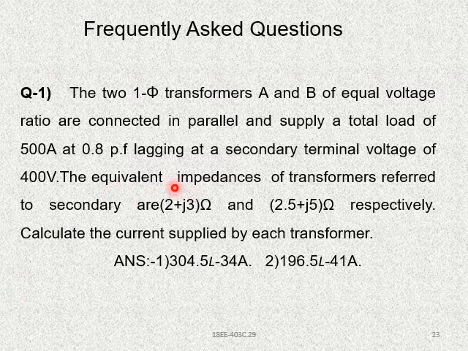So you have the equivalent impedances of the transformers referred to the secondary, ZA and ZB, in parallel supplying a total current. We need to find IA and IB. It's very simple. Just do it and cross-check the answers.